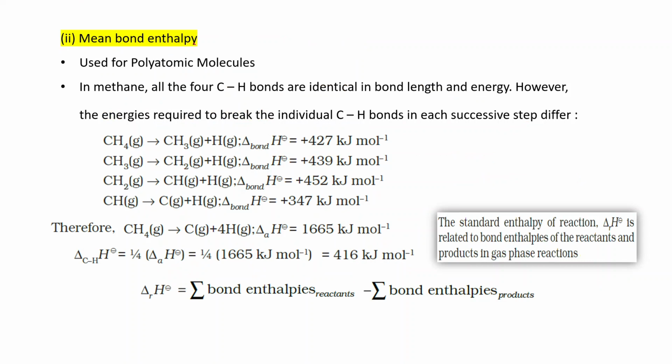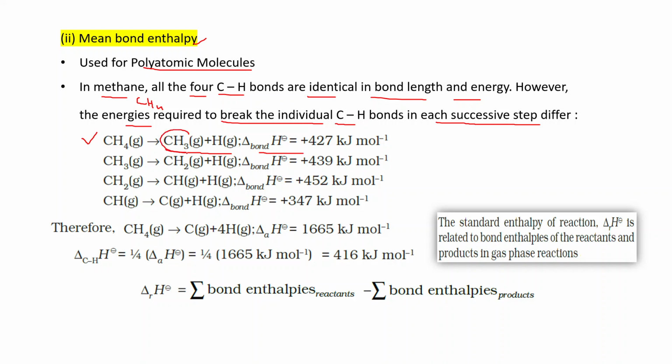Now mean bond enthalpy is used for polyatomic molecules. Take one example, methane, that is CH4. All the 4 carbon-hydrogen bonds are identical in bond length and energy. However, the energy required to break the individual carbon-hydrogen bonds in each successive step differs. See, if 1 carbon-hydrogen bond is broken, we get these products, and this is the bond enthalpy.